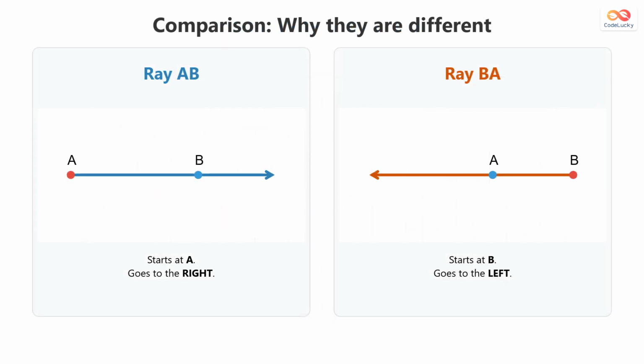Here you can see them side by side. Ray AB starts at A and goes right. Ray BA starts at B and goes left. Even though they use the same letters, they represent completely different sets of points on the line.